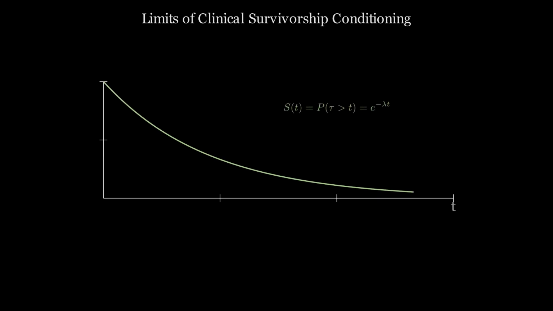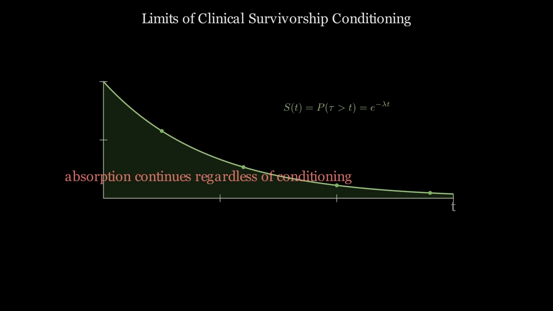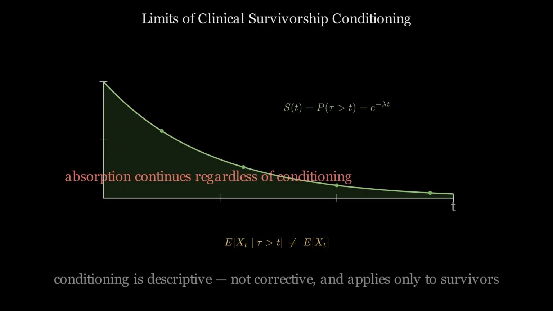Conditioning on patient survival selects the low-hazard subpopulation of trajectories. Patients who survive longer tend to carry better baseline physiological states, so the conditional outcome is systematically above the unconditional population outcome. Conditioning on survival is a descriptive operation on the surviving subpopulation. It does not remove deterioration from the underlying clinical dynamics.